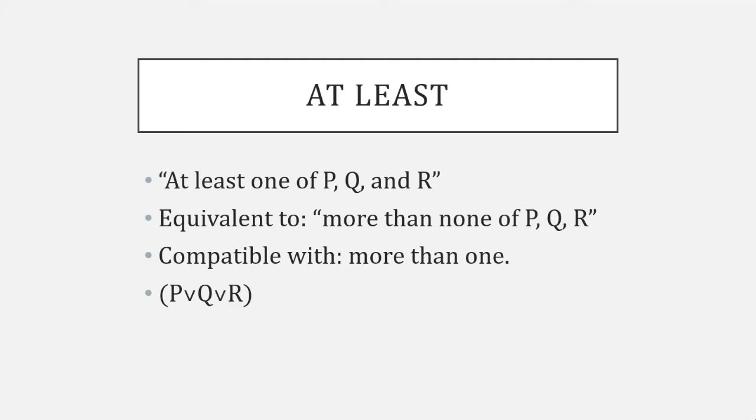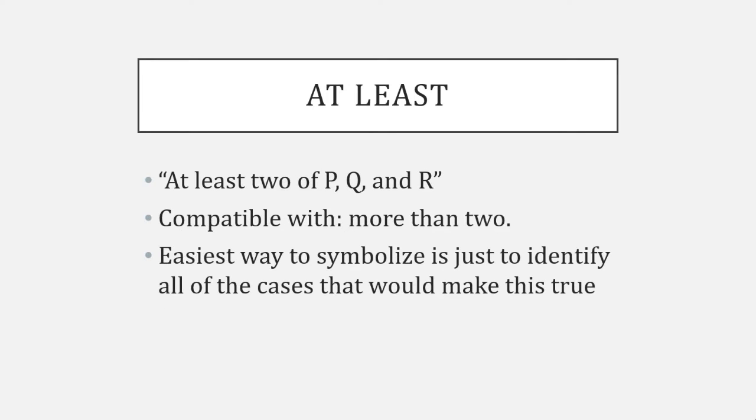Okay. How about at least two? This one is slightly harder. It's compatible with more than two, so all three of them could be true. In this case, the easiest way to symbolize this is just to think through all of the cases. This is why I chose a thing with just three possible things that we're ranging over, because now we can think through all of the possible cases that would make at least two of these things true. There's not that many, actually.